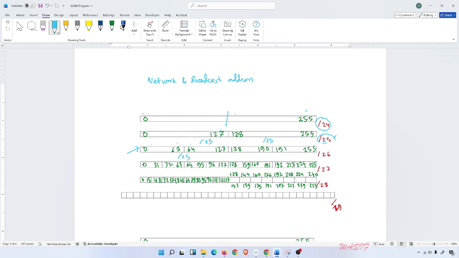Now, you can also divide this further. If you look at here, I actually ran out of space to write them properly. This starts with 128 and ends in 143. It starts with 144, ends with 159. Starts with 160, ends with 175, okay? This is /29. Again, if you do /30, it will get divided more and more, okay?